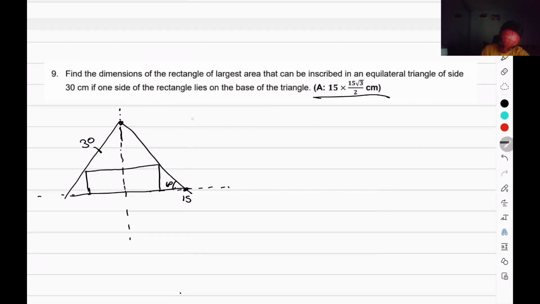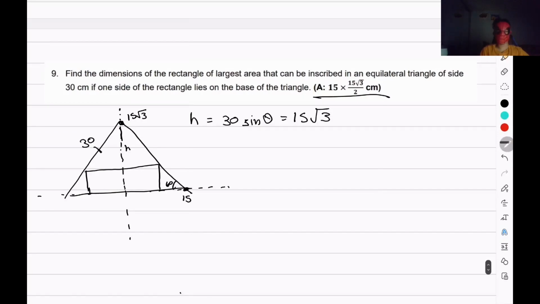So height is equal to 30 sine theta, which is equal to 15 root 3.